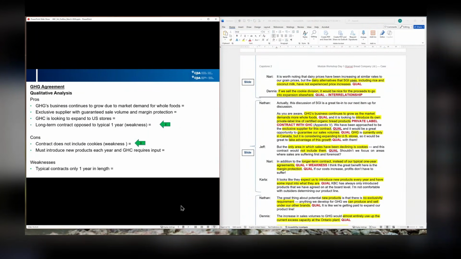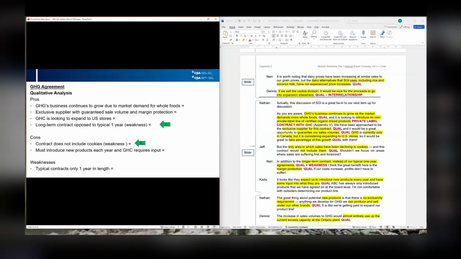So now let's extract the information when it comes to the GHC agreement. Lots of qualitative pros, cons, and weaknesses that we can add into our SWOT analysis. So from a pros perspective, their business continues to grow due to market demand for whole foods. KBC would be an exclusive supplier with guaranteed sales volumes and margin protection.